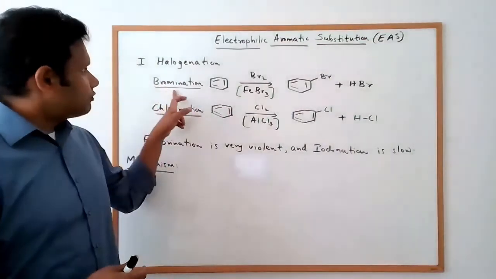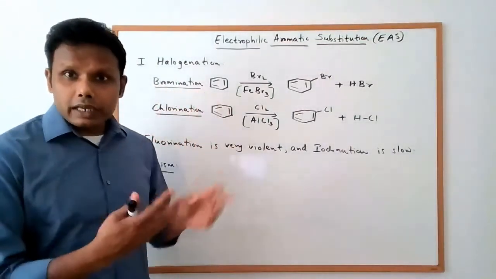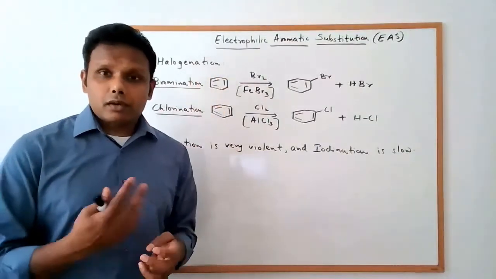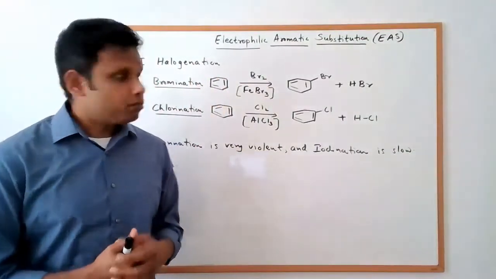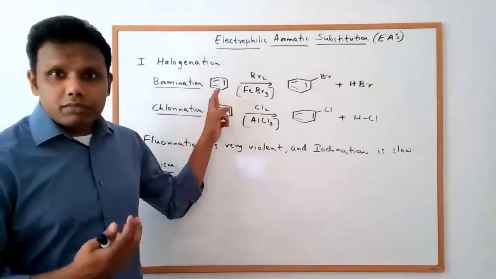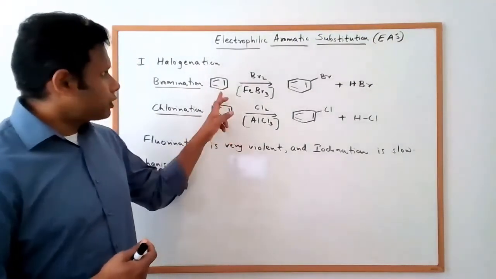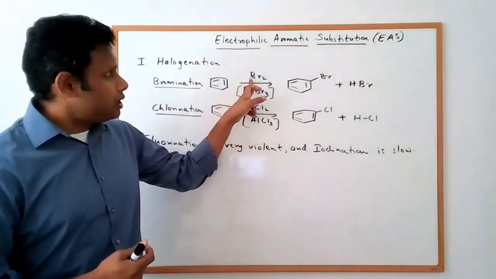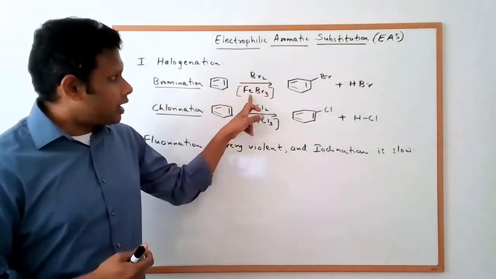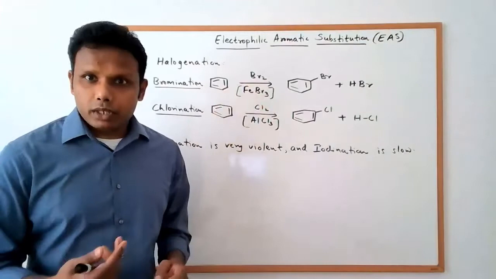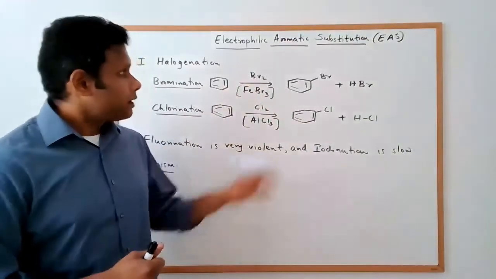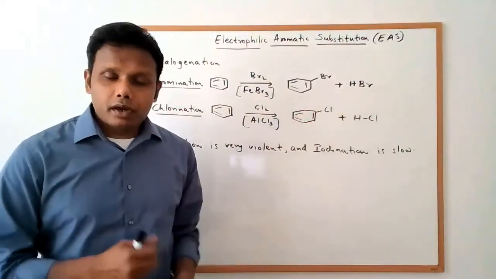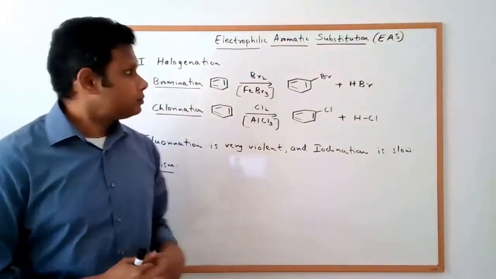So for example, if you want to do a bromination on any aromatic compound, now again, I'm using benzene as a representative example here, but it can be any aromatic compound. So if you want to do a bromination on an aromatic compound, we will use Br2 along with an iron catalyst, FeBr3, iron tribromide. And that would give us bromobenzene along with HBr as a side product.